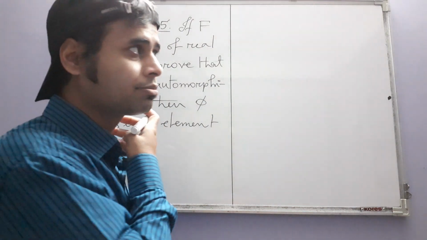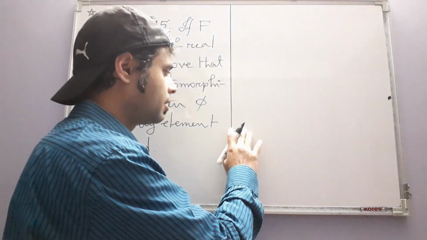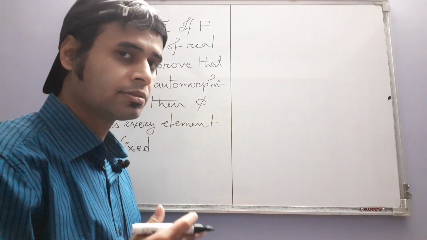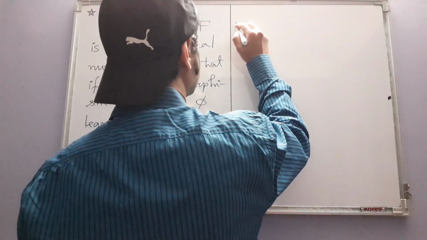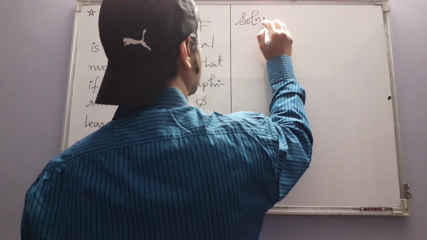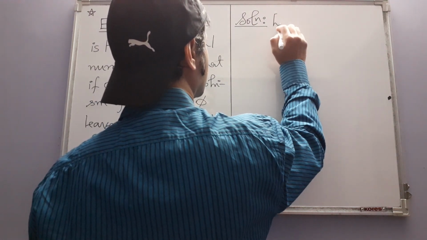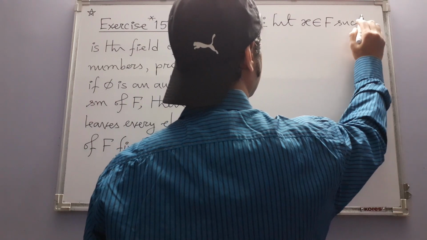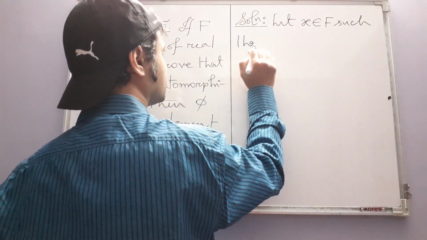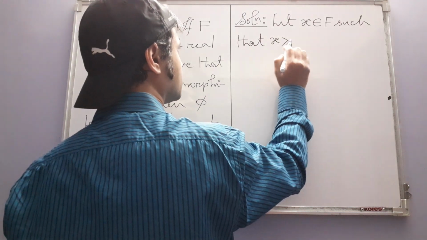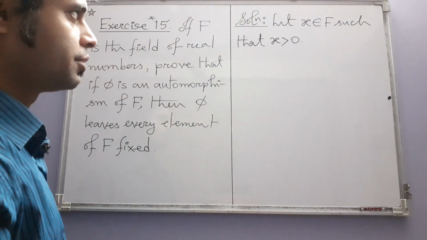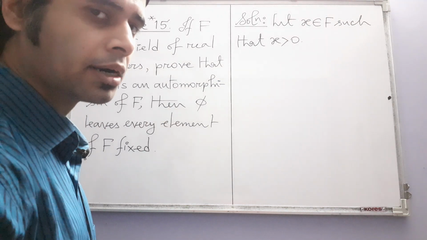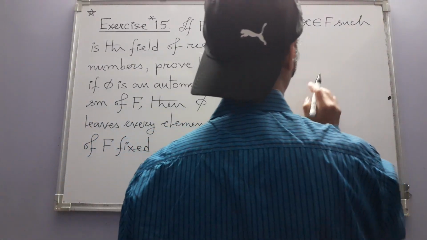Now in this solution, what we are going to do first of all is we will consider one positive real number, apply this function phi to that real number, and then see what we get. Solution: let x be a real number such that x is positive. Then we know that x has a square root, in fact 2 square roots. Now that fact we are going to write like this.